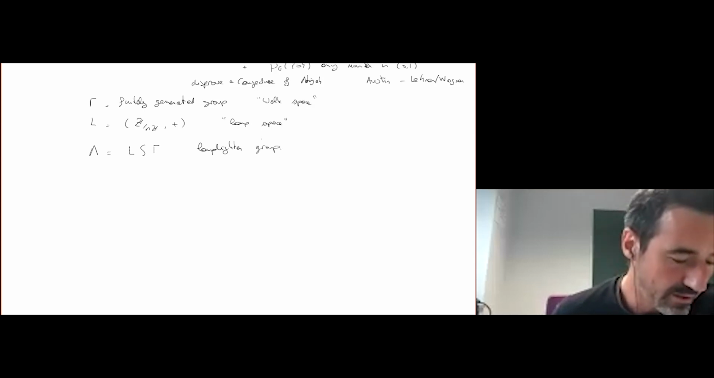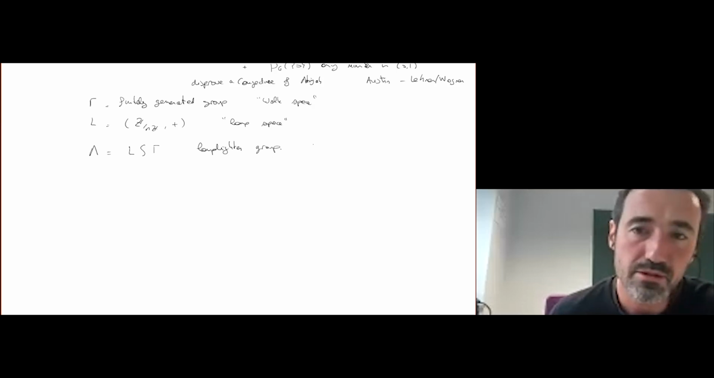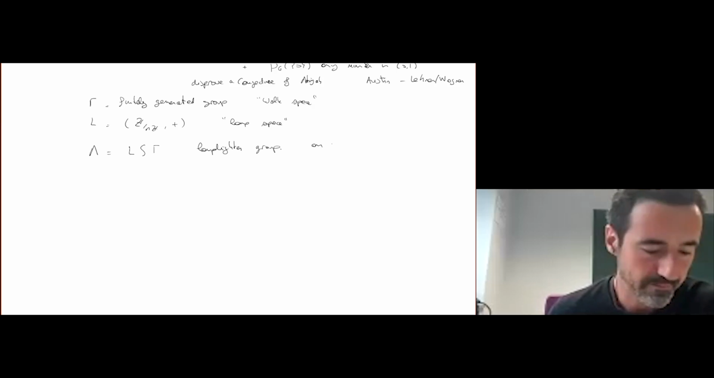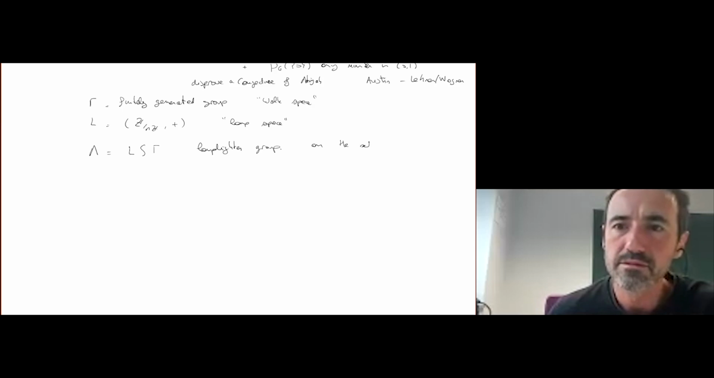So this wreath product is a strange product. It's a strange group product which I will define for you. So it's a group on the set. So what is an element of this Lamplighter group? It's an element of L power gamma cross gamma.